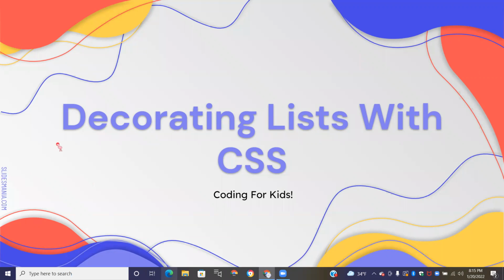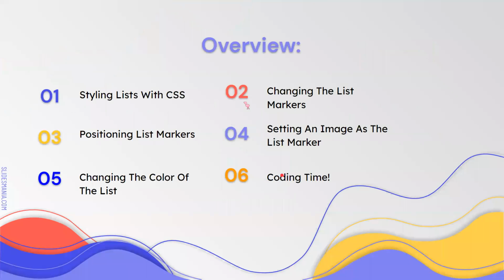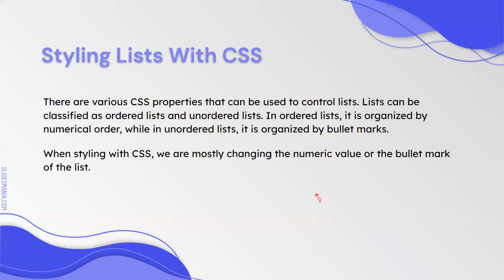Today we are going to be learning about decorating lists with CSS. So let's get started. First, let's look at the overview of this video. Today we are going to be learning about styling lists with CSS, and we're going to be introduced to that. Then we're going to be looking at changing the list markers, then positioning list markers, setting an image as the list marker, changing the color of the list, and finally we're going to be looking at some coding. So let's get started.